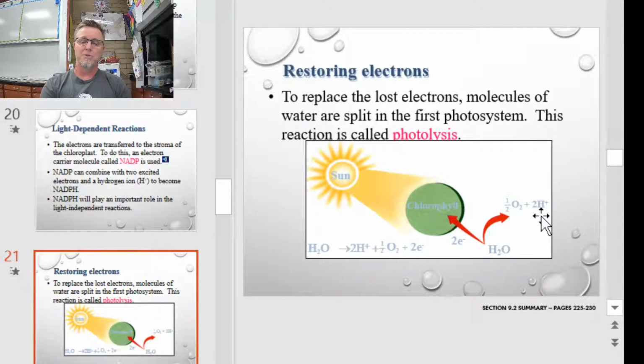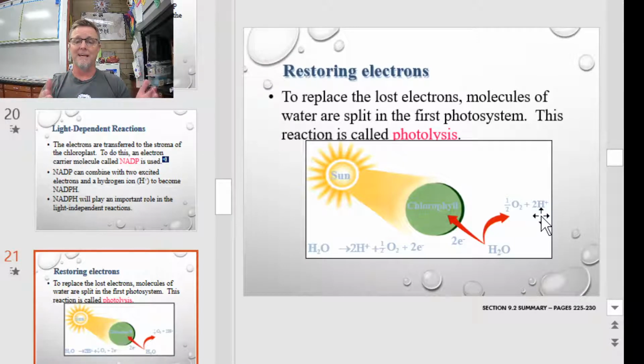Those 2 hydrogen ions become the protons that get pumped in the first electron transport chain of the light dependent reaction. They build the concentration gradient that we talked about. And remember, that concentration gradient is going to be used to make ATP from ADP after the first electron transport chain is done. The oxygen, well, take a deep breath and think what that could be for. Yep, you guessed it. That's the air you're breathing right now.